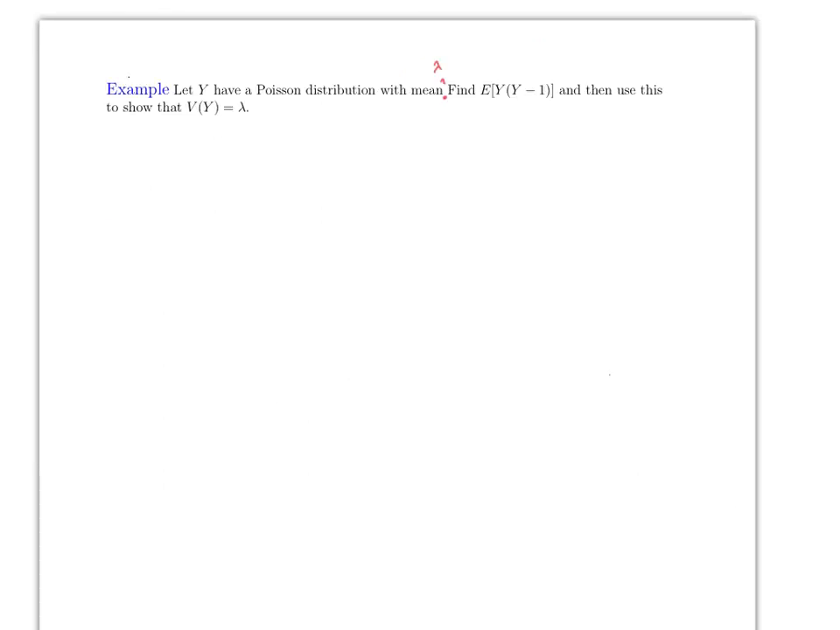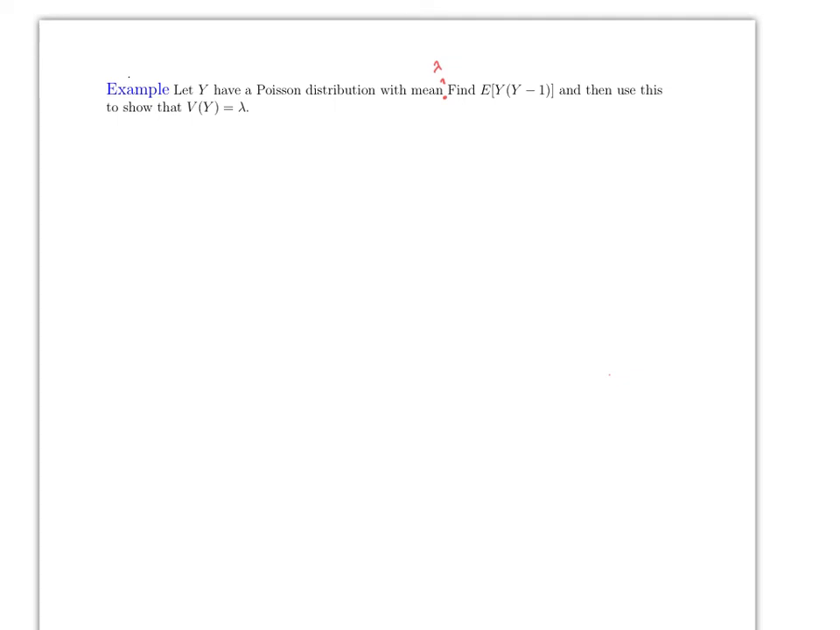Okay, let's do one last problem from the Poisson distribution. So this is what the question says. Let y have a Poisson distribution with mean lambda. So find the expected value of this and then use it to show that the variance is lambda, which I have already told you.